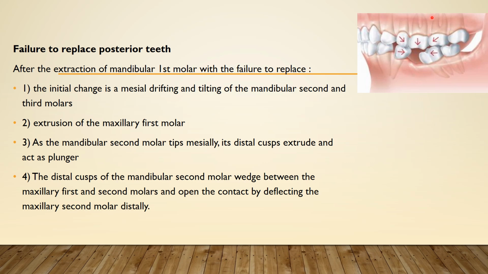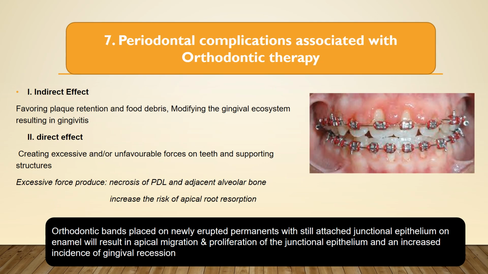So this is very clear from this picture how occlusal disharmony leads to food impaction, then to gingivitis, and finally to periodontitis. Then coming to periodontal complications that are associated with orthodontic therapy. So there can be indirect effects or direct effects.